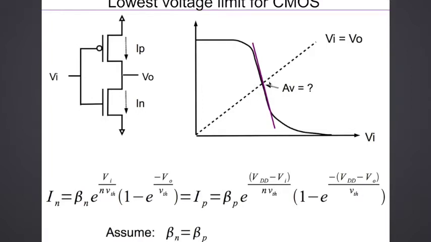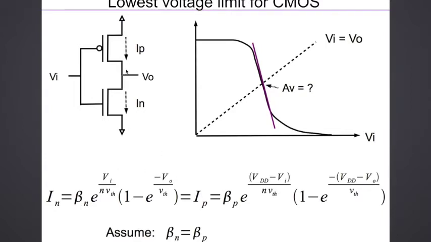Now to calculate that, look at any point on this DC transfer curve. Whatever current is coming from the top has to go down to the bottom, so IP is equal to IN. This is true for any point on the curve. So IN is beta n e to the Vi by n VTH, where Vi is the voltage, so VGS is equal to Vi, gate minus source for the NMOS, times 1 minus e to the minus V0 by VTH, where VDS for the NMOS is V0.